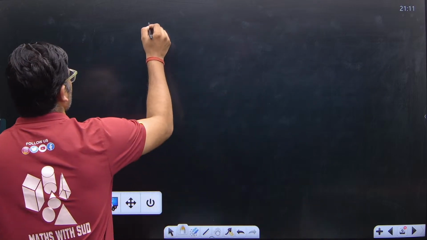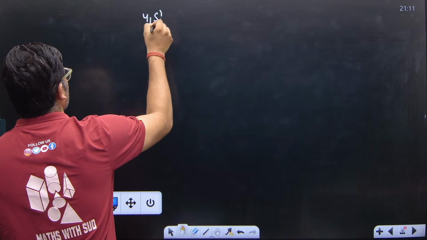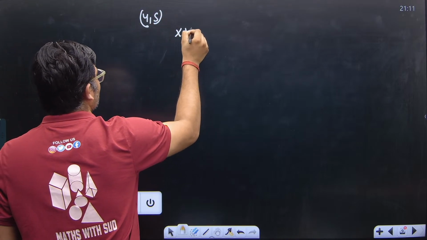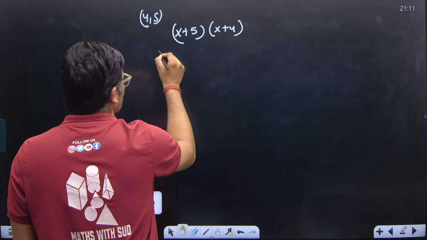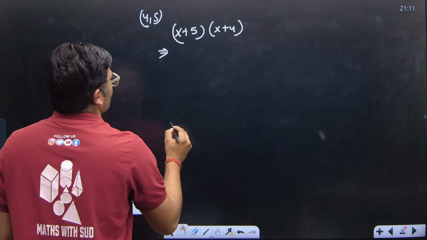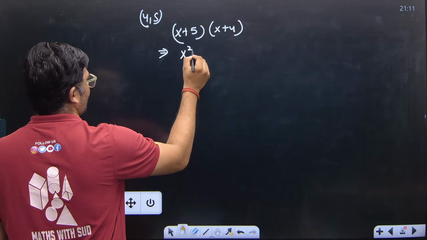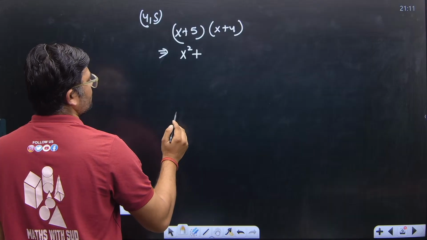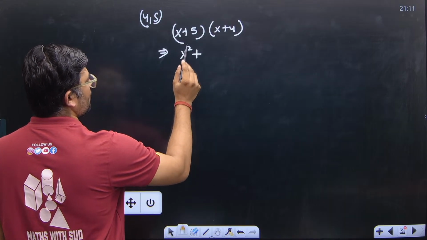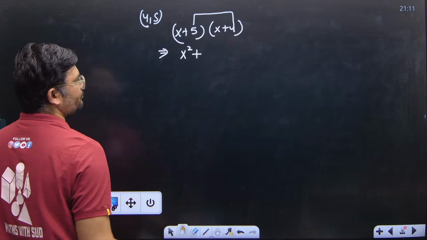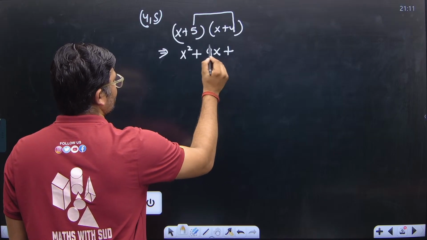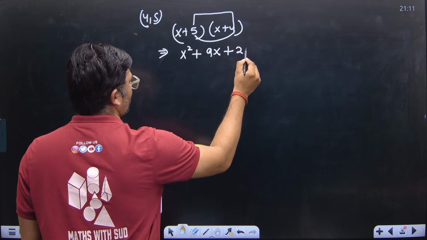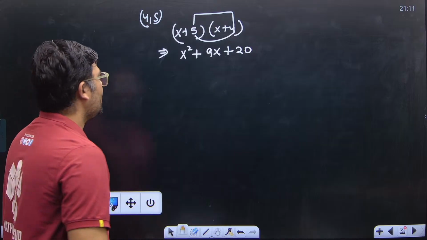Let me take two more numbers. Let me say 4 and 5. So if I ask you what is x plus 5 into x plus 4, can you tell me? So it will be x squared. Correct? Plus, what is 5 plus 4? 9. 9x plus, what is 5 into 4? 20.